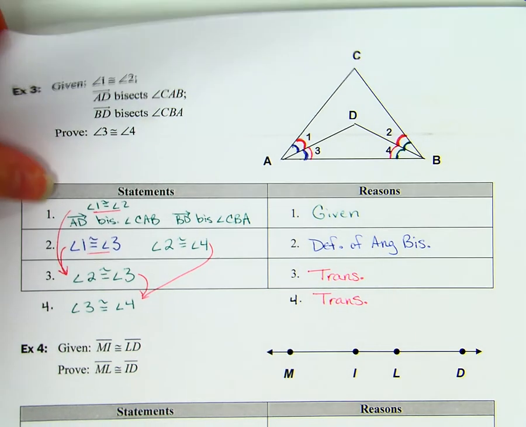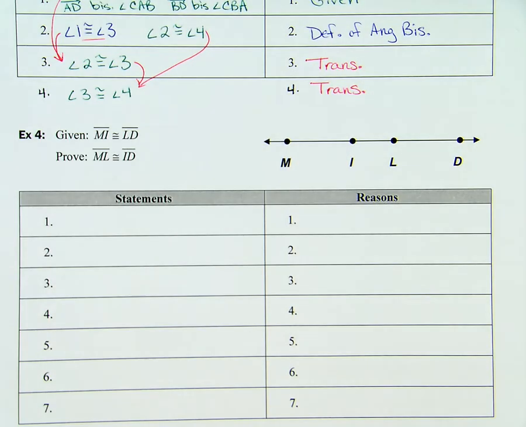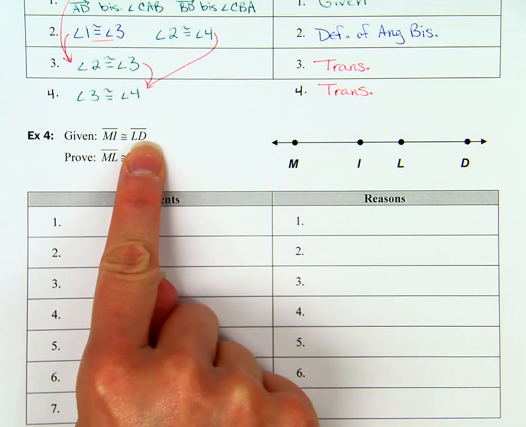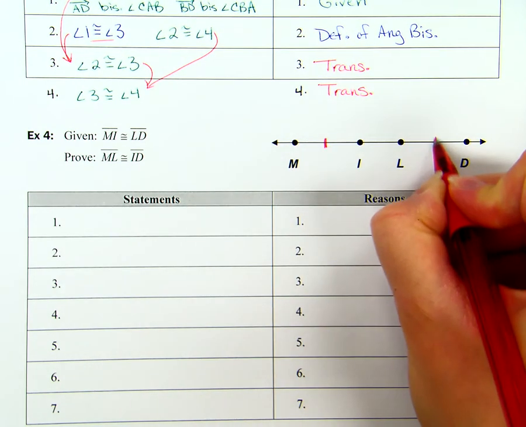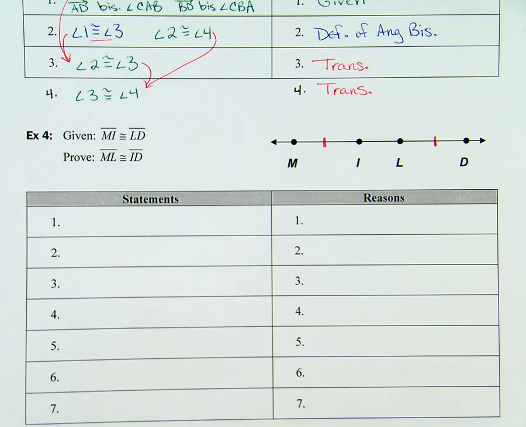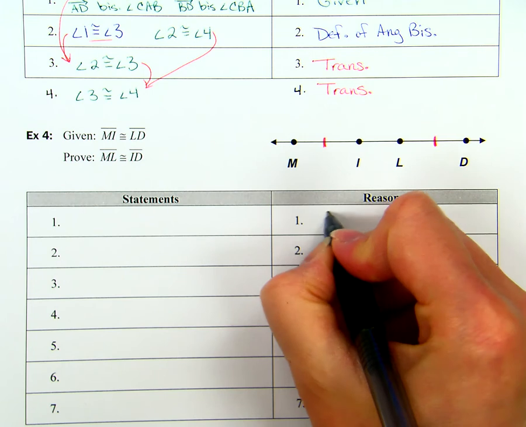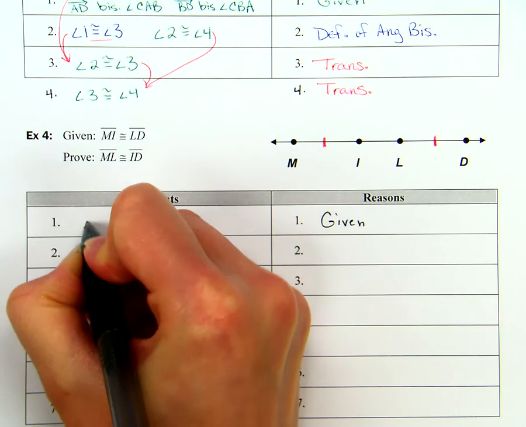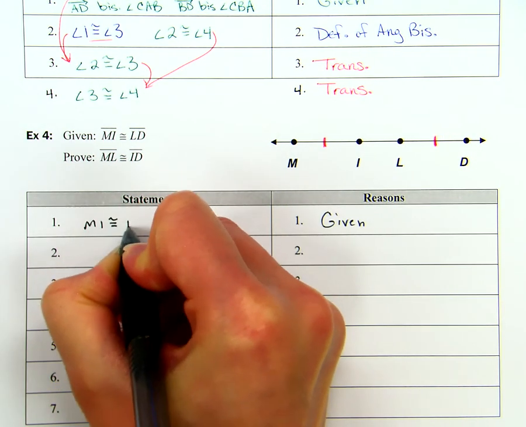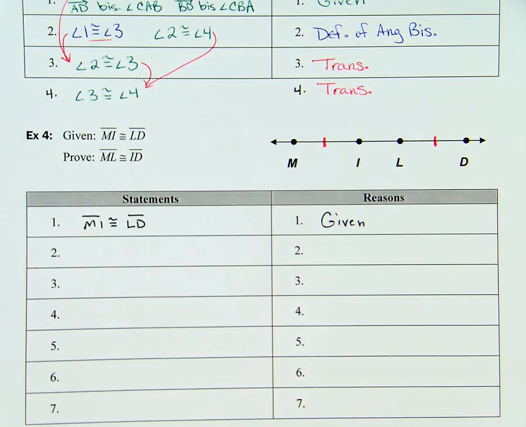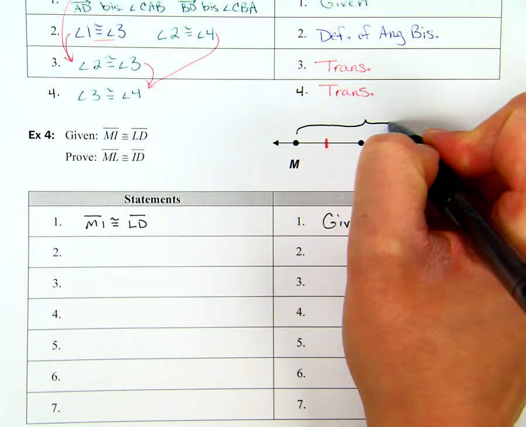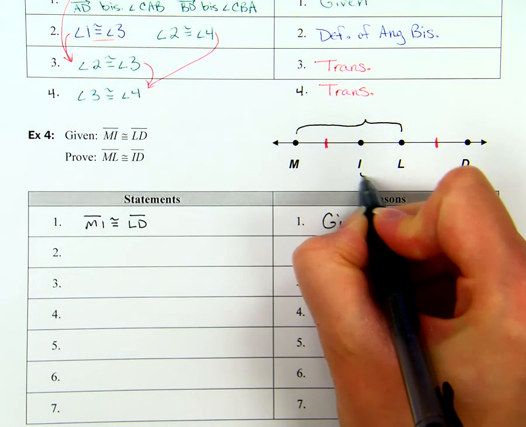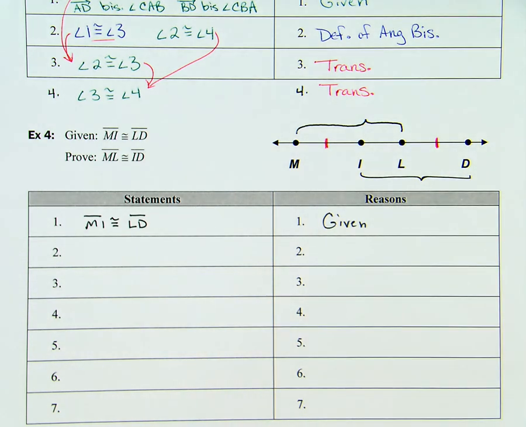All right, folks, we have one left. The last proof says that MI and LD are congruent. So I'm going to mark that on my diagram. And I know that I want to start with my given information. So given the fact that MI and LD are congruent segments. My goal is to get ML, so this one, congruent to this one, ID.